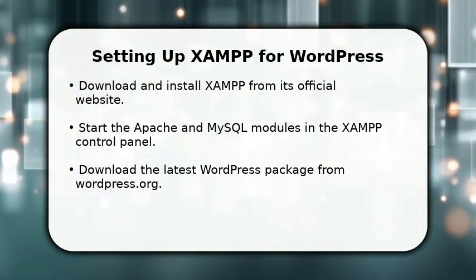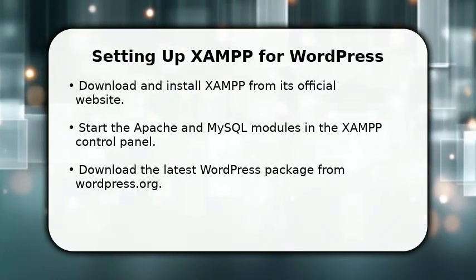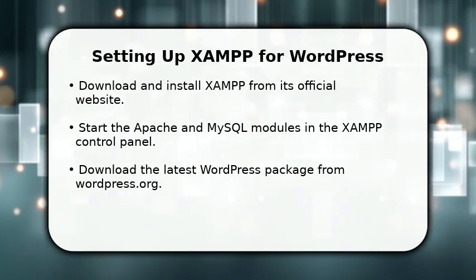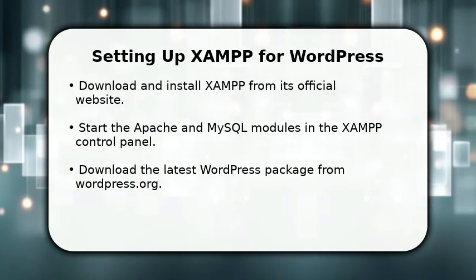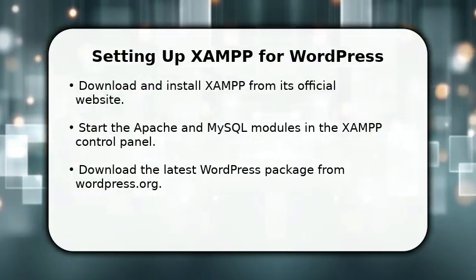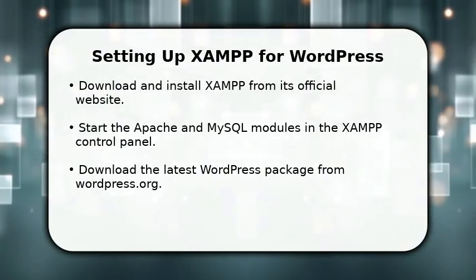Next, download the latest WordPress package from the official WordPress.org website. After downloading, extract the entire WordPress folder into the htdocs directory located inside your XAMPP installation folder. This prepares your local server environment for the WordPress files.